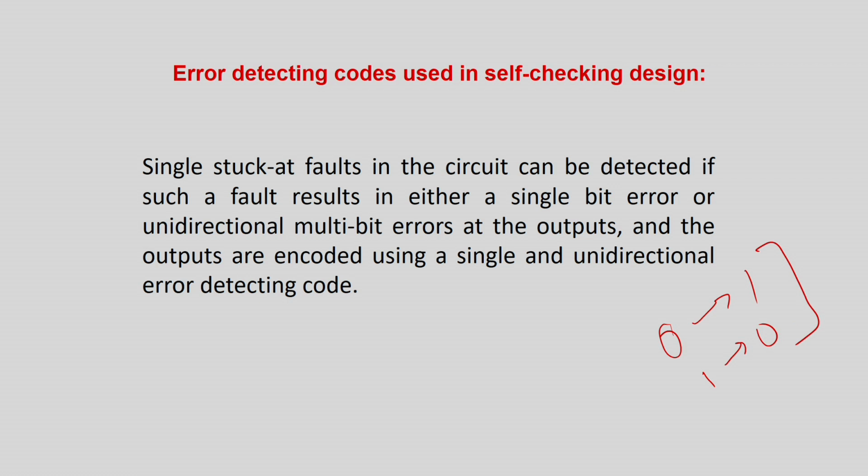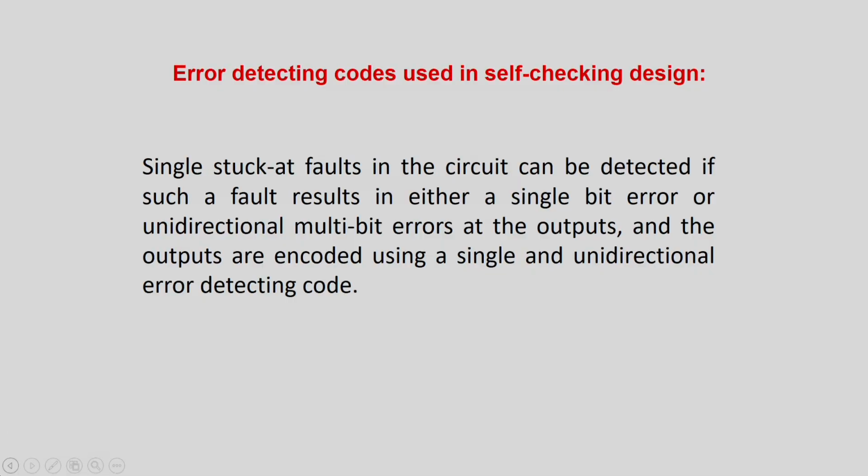Then we looked at unidirectional codes, that is m-out-of-n codes or Berger codes. They have slightly more power than your parity bit error detection code, because they can detect multiple bit errors. Even an odd number of bit errors can be detected by these unidirectional codes, but of course the error should be unidirectional, that is, either all bits become 0 to 1 or 1 to 0.